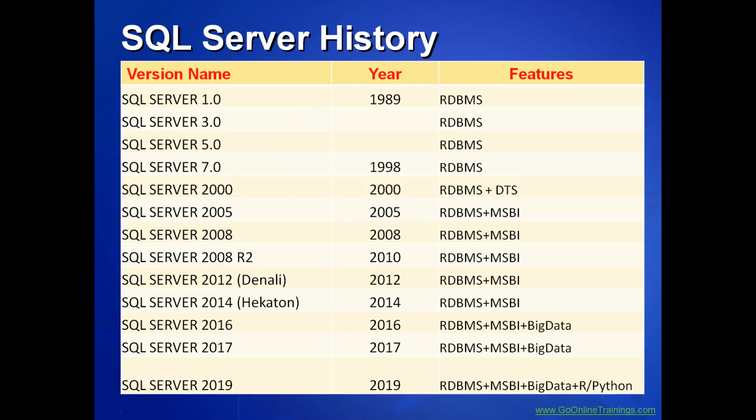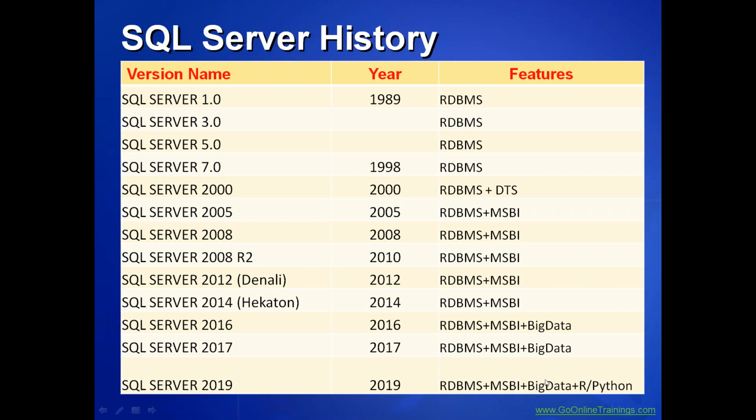Now, when was SQL Server started? We know SQL Server started in 1989, purely as an RDBMS. After 2005, MSBI also got added. They had added a small tool called DTS, Data Transformation Services, in SQL Server 2000, and in 2005, MSBI replaced DTS. It is a single tool, but MSBI is a collection of three tools: SSIS, SSRS, SSAS. From then onwards, the current version is 2019.